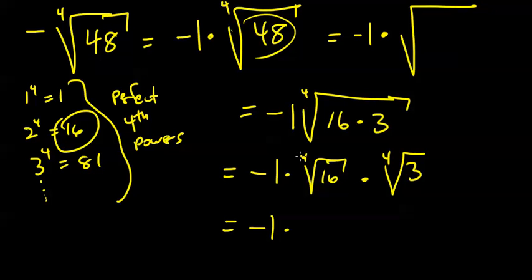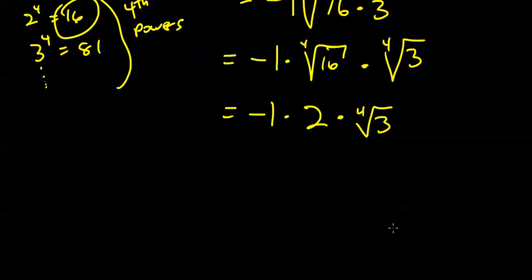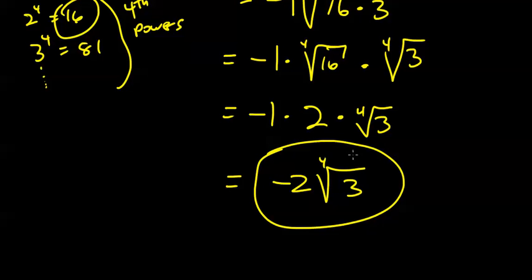Minus 1 times, then the fourth root of 16 is 2. The fourth root of 3 can't be reduced any further. 3 is what I call a residue factor that has to stay inside the root symbol. Well, outside minus 1 times 2 is, of course, negative 2. So I'll call my final answer here minus 2 times the fourth root of 3 in simplified radical form.